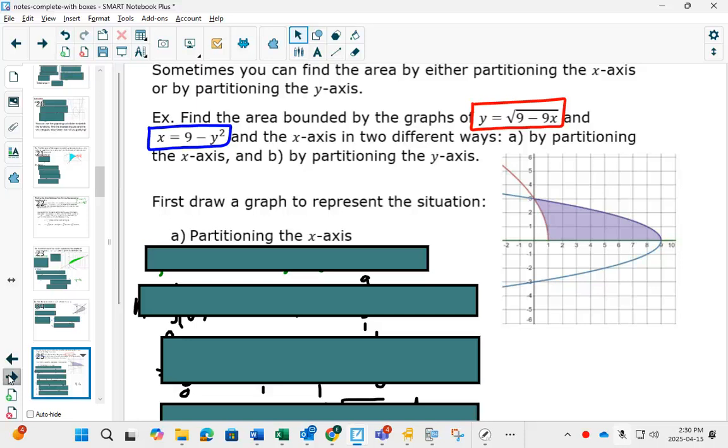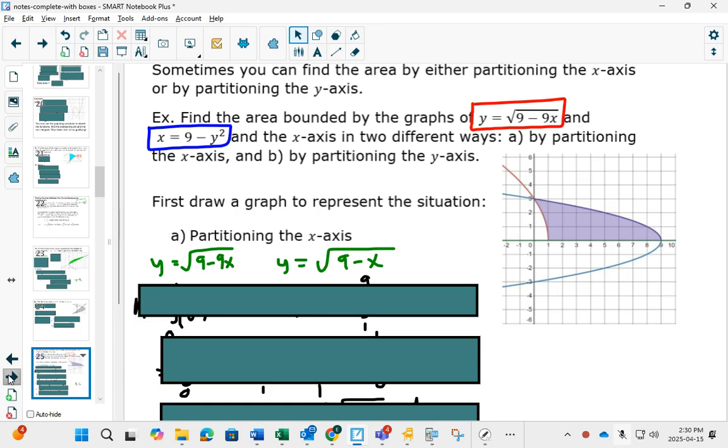So partitioning the x-axis. First of all, we would have to get both equations to be y equals. So in this situation, can you see that I could get y squared equals 9 minus x by moving the y squared to the left and the x to the right? And then how do I get rid of a squared? I would square root it.